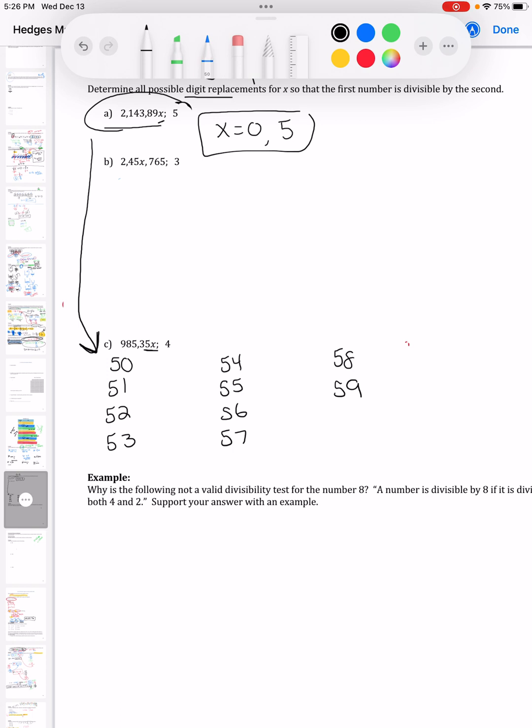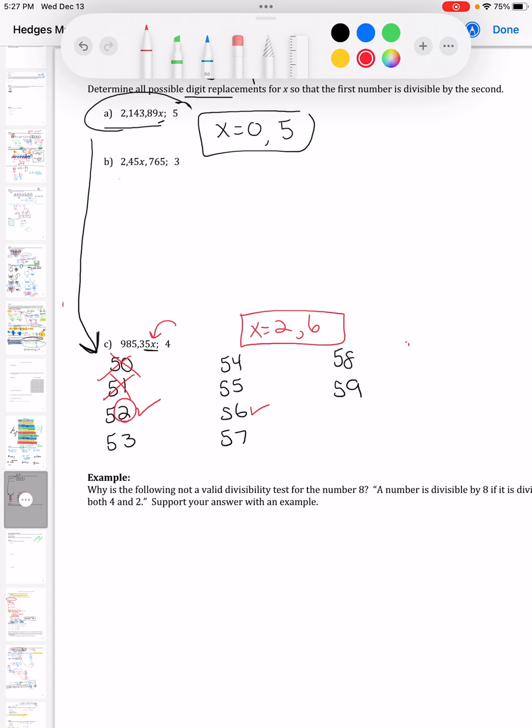Now, 50 is not divisible by 4. 50 divided by 4 doesn't end in a whole number. We have a remainder. So this one doesn't work. 51 divided by 4 also doesn't work. But if I do 52 divided by 4, that does work. That comes out that 52 is divisible by 4. There's no remainder. So that means that X could be 2, because remember, we're finding this spot right here. And then thinking about what other numbers on this list would divide by 4 evenly. The only other one is 56. So that means X could be 6. The rest of these, if we try to divide by 4, we're going to have a remainder, or in our calculator that will look like a decimal. So these are my two options that I have right here.